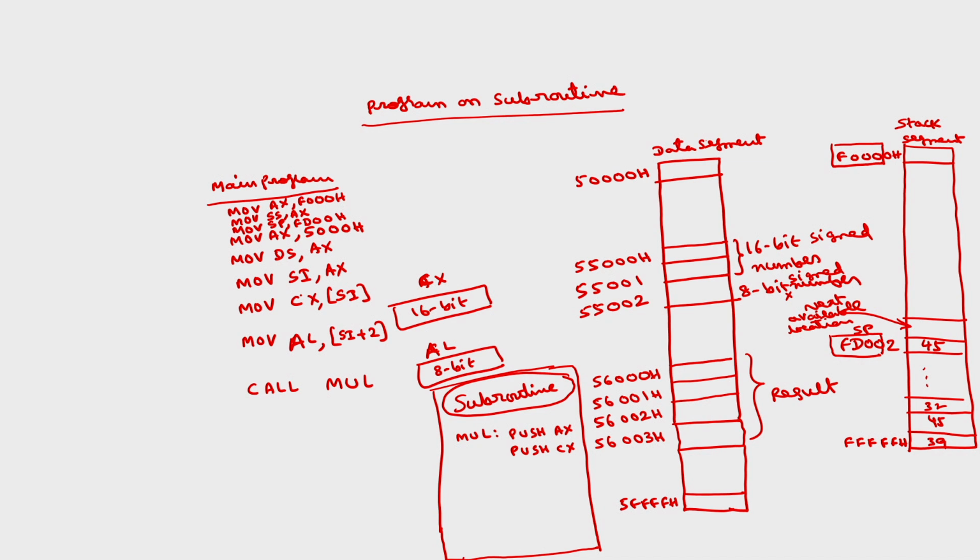But the problem is here AL is having only 8 bits. So we can perform only 16 bit by 16 bit multiplication or 8 bit by 8 bit multiplication. But these two sizes are not the same. So in order to convert this 8 bit AL contents into 16 bit, we will write CBW, so that the sign bit will be copied. Then AX will be having this 16 bit number, which is the sign extension of the 8 bit number, a sign extended 16 bit number.